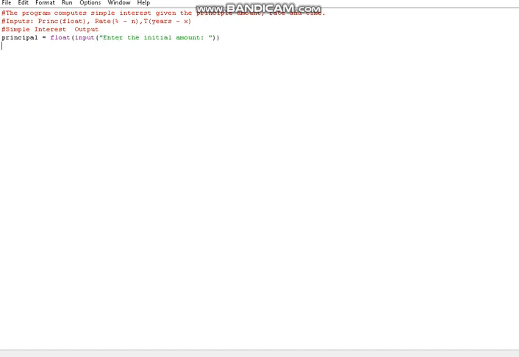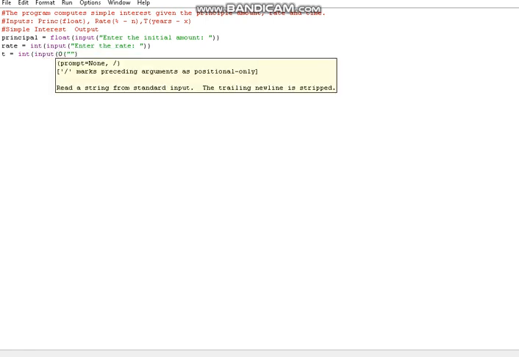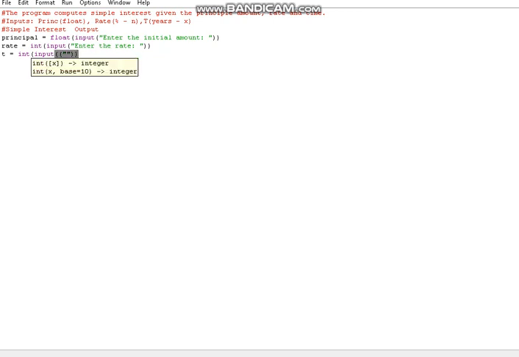There we go. So now we need to know the rate. So rate equals, well, we want it to be a whole number, so let's just take it as an integer input, and then let's do enter the rate. And time, which we would just call t, is equal to an integer again, because you want to take a whole number of years in, just to make it easier. And then let's enter time in years.